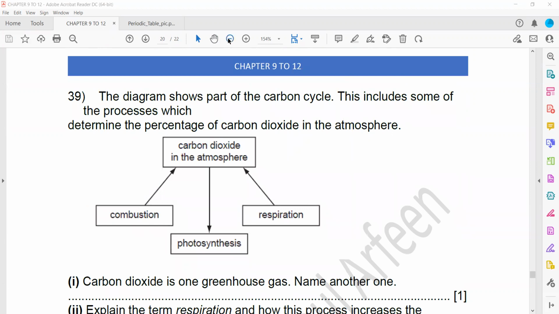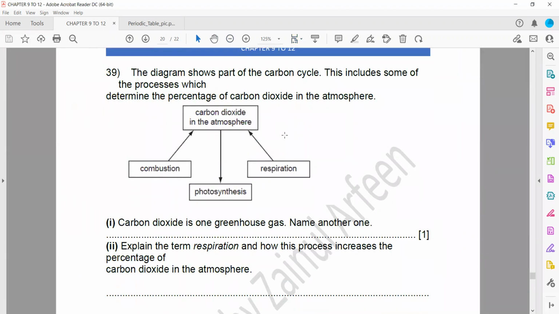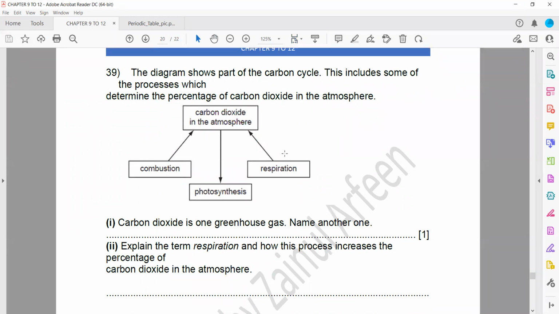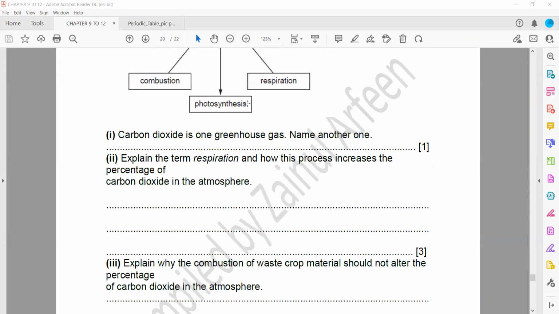Then the diagram shows a part of the carbon cycle. This includes some of the processes which determine the percentage of carbon dioxide in the atmosphere: combustion, photosynthesis, and respiration. Carbon dioxide is one of the greenhouse gases. Name another greenhouse gas. That is methane, correct? Methane is another greenhouse gas which contributes to global warming or climate change, and it has a greater greenhouse factor compared to carbon dioxide.